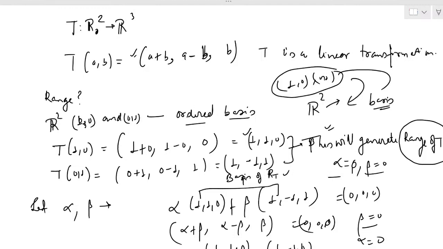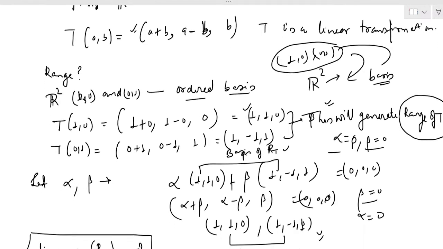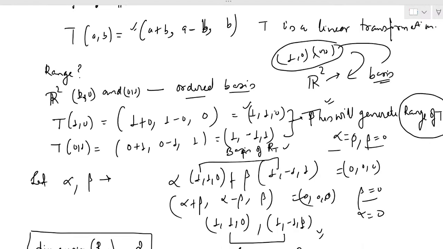I have seen that if I take the ordered basis in R square, that is (1, 0), it gets mapped to (1, 1, 0), and (0, 1) gets mapped to (1, -1, 1). Indeed, they form a linearly independent set of vectors. These are the basis set in the range. Remember, (1, 0) is getting mapped, so these are in the range set. So the range set can be spanned by (1, 1, 0) and (1, -1, 1).